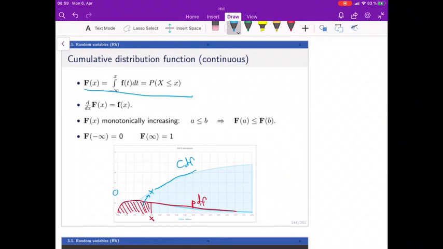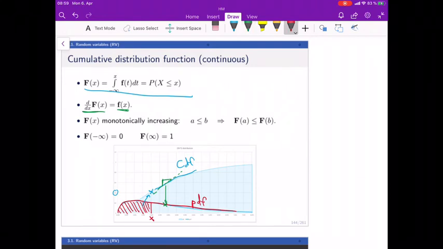Because of that relationship, you can also say something about the steepness of the CDF. So if you calculate the steepness here with a little triangle, this corresponds directly to the function value of the PDF. Yeah, so the first derivative of your CDF equals the density function.